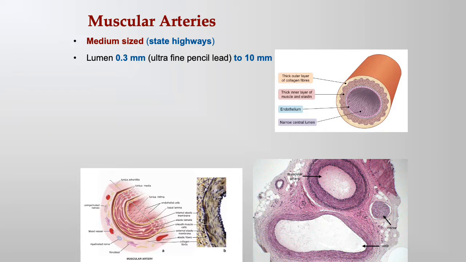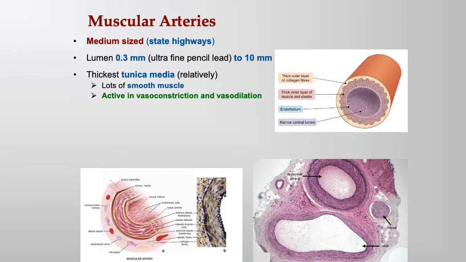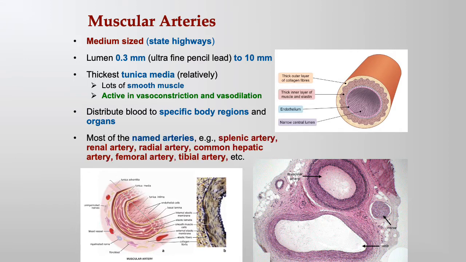They have a lumen of around 0.3 millimeters, maybe up to 10 millimeters. They have the thickest tunica media relatively, lots of smooth muscle. They are active in vasoconstriction and vasodilation. They distribute blood to specific body regions and organs. So not as broad a region as the elastics, a more limited, narrower region.